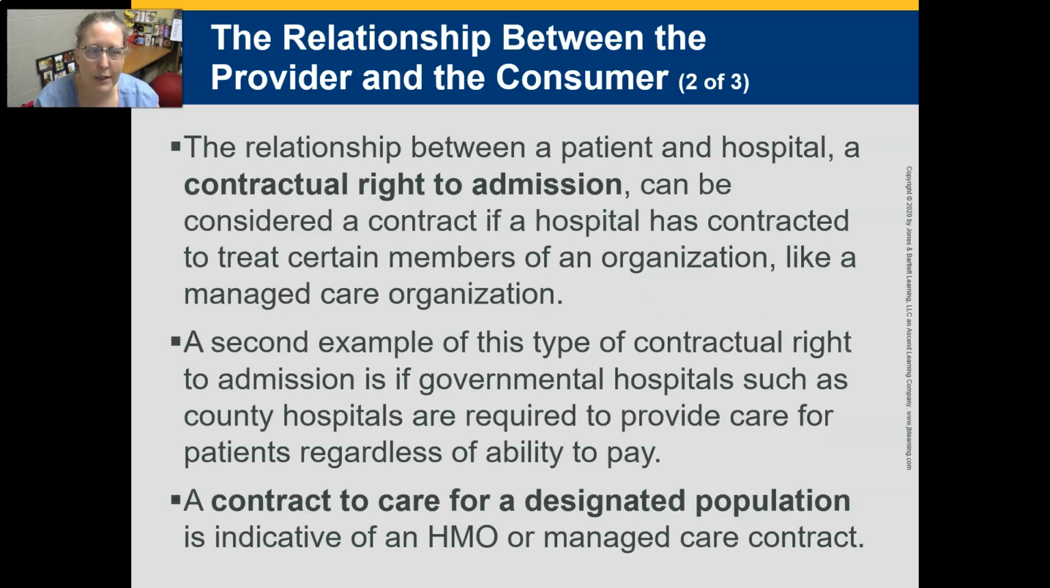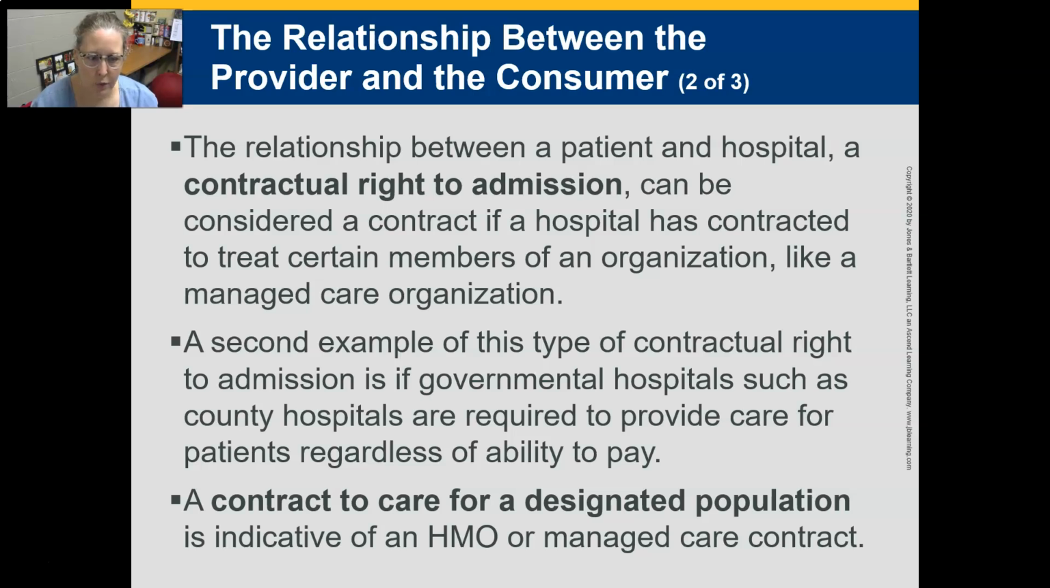Okay, so the relationship between a patient and the hospital is a contractual right to admission, and it can be considered a contract if a hospital has contracted to treat certain members of an organization like a managed care organization. So again, if the managed care organization has a contract with the hospital to care for their patients, you already have a right to admission to this hospital. A second example of this type of contractual right to admission is if governmental hospitals, such as county hospitals, are required to provide care for patients regardless of ability to pay. You have to be admitted if you need care.